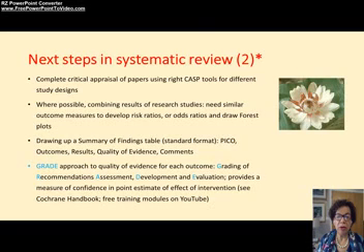Finally, the GRADE approach to quality of evidence for each outcome. Grading of Recommendations, Assessment, Development and Evaluation is what GRADE stands for. It provides a measure of confidence in your findings. For example, how confident you can be in point estimates of an effective intervention will depend on the quality of the studies which contribute to your summary of results. The details of how to apply GRADE can be found in the Cochrane Handbook, and there are free training modules on YouTube.